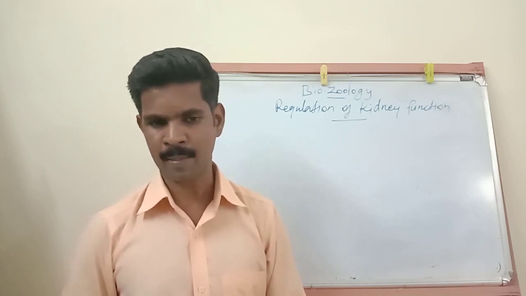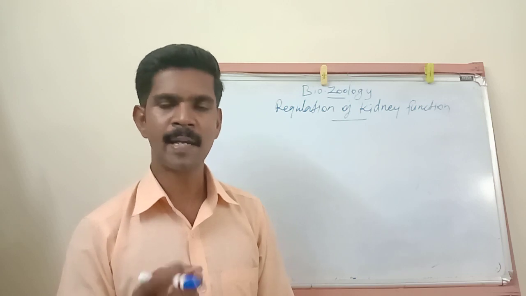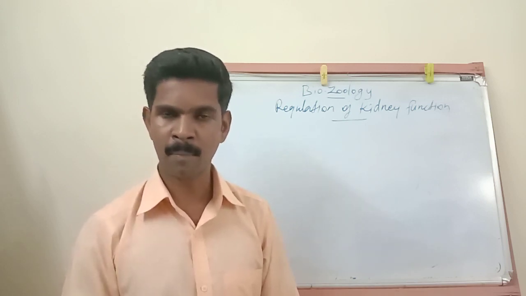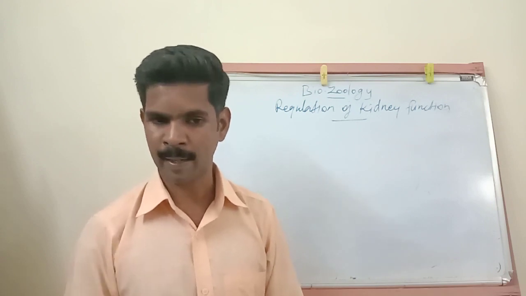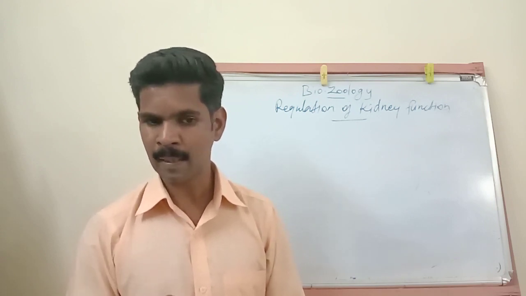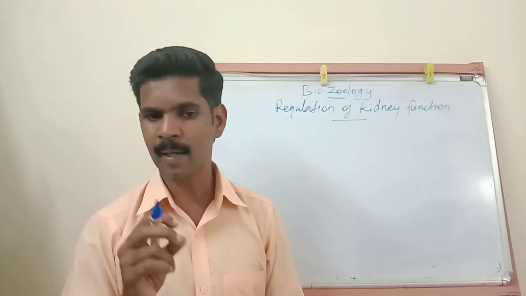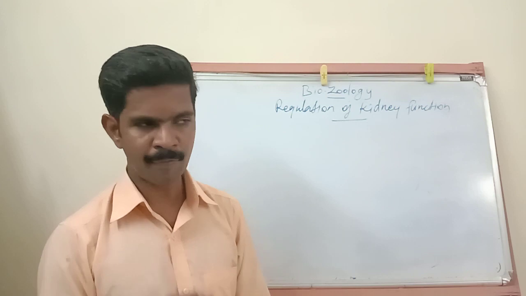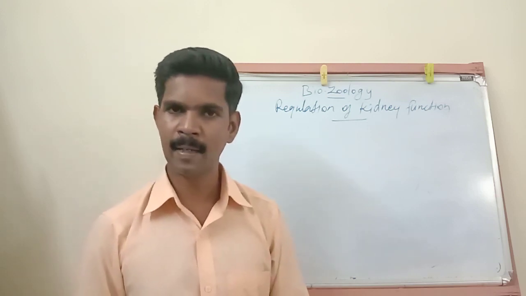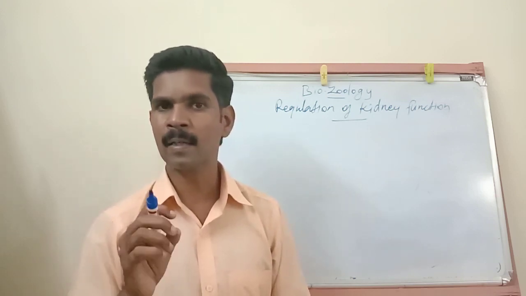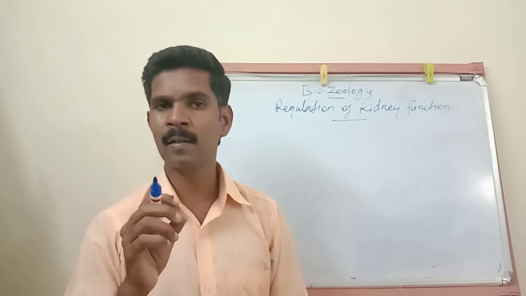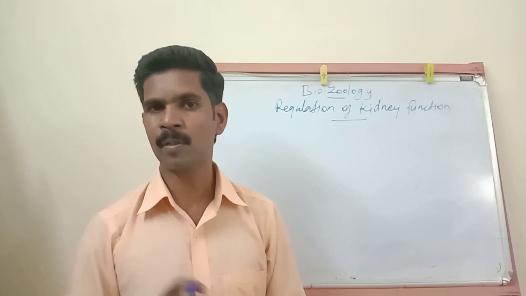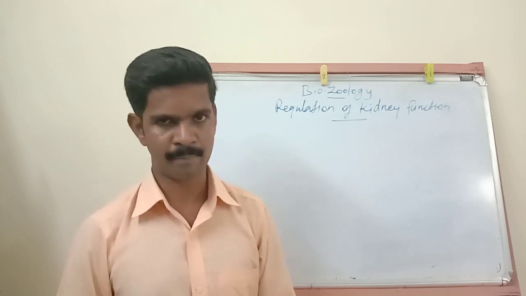Then the second point, say if any changes take place in the body fluid or the volume of the blood or the concentration of the ions, immediately the osmoreceptors present in the hypothalamus region are activated. Let me repeat this point. If any changes take place in the volume of the blood, or in the concentration of the ions, or in the volume of the body fluid, the receptor present in the hypothalamus region is activated.